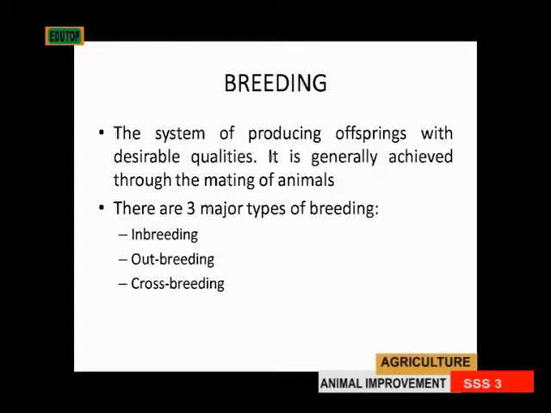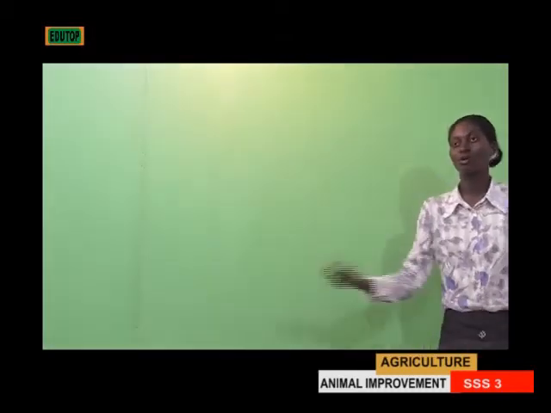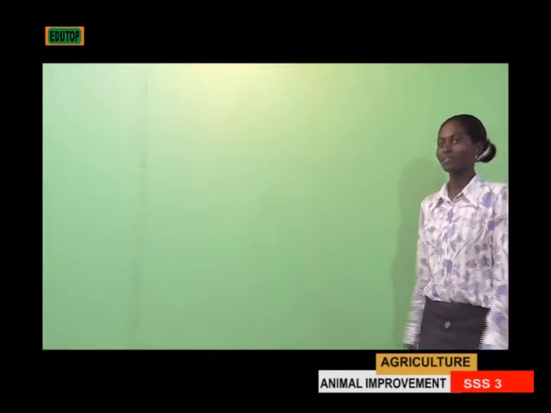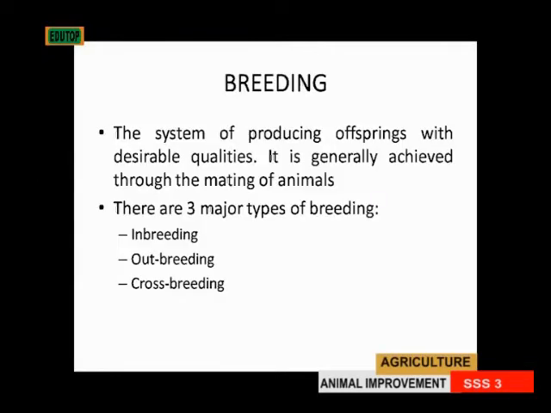Then it is generally achieved by mating. That's just it. The animals come to mate, and you have the offspring having those two desirable traits. Then there are three major types of breeding. We have inbreeding, outbreeding, then crossbreeding.